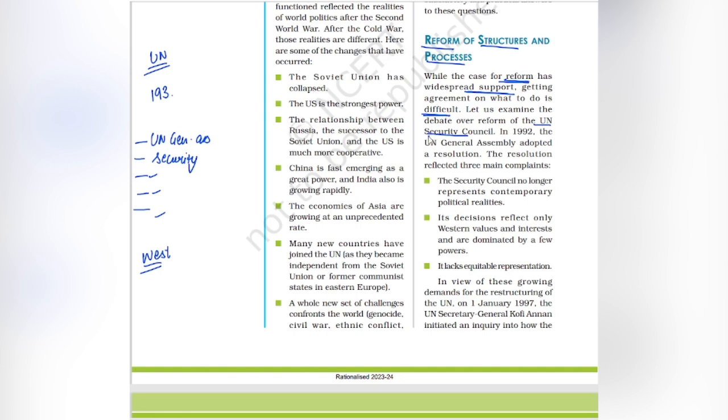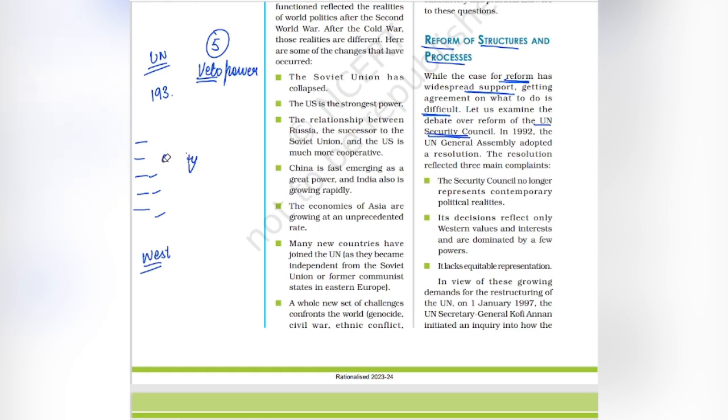Because we have already discussed that in the Security Council there are five permanent members who have this veto power, right? If you don't know what veto power is, then I would suggest you go back to the previous lectures, okay? But still I'll try to give you a gist about the veto power.